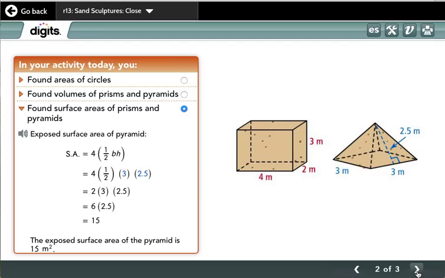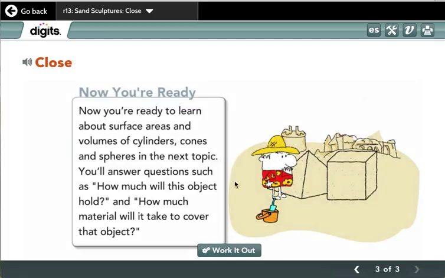The very last slide, a lot of times, is just a clip. Very short, and it has now a question. How much will this object hold? How much material will it take to cover that object? These are the type of questions that they'll be able to answer given cylinders, cones, and spheres, which is what we're going to do in this topic. Hope that gives you an idea of what a readiness lesson does.